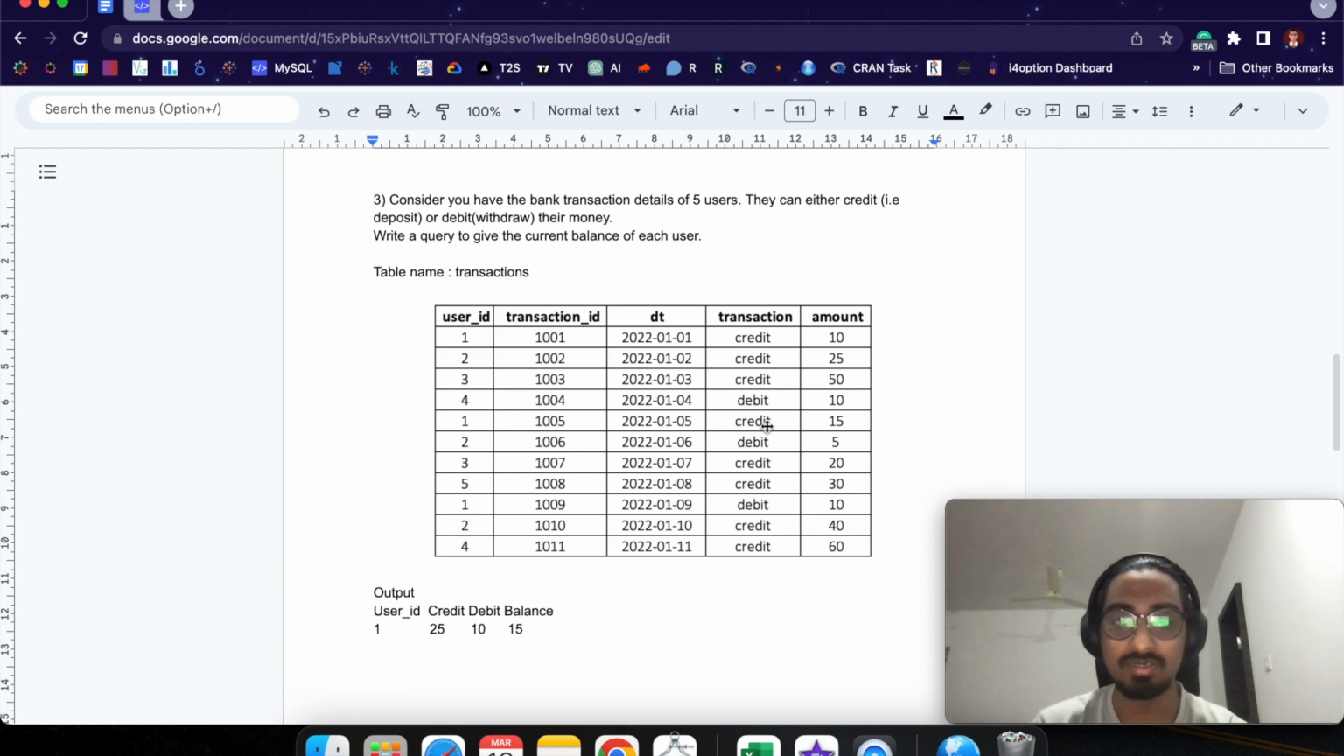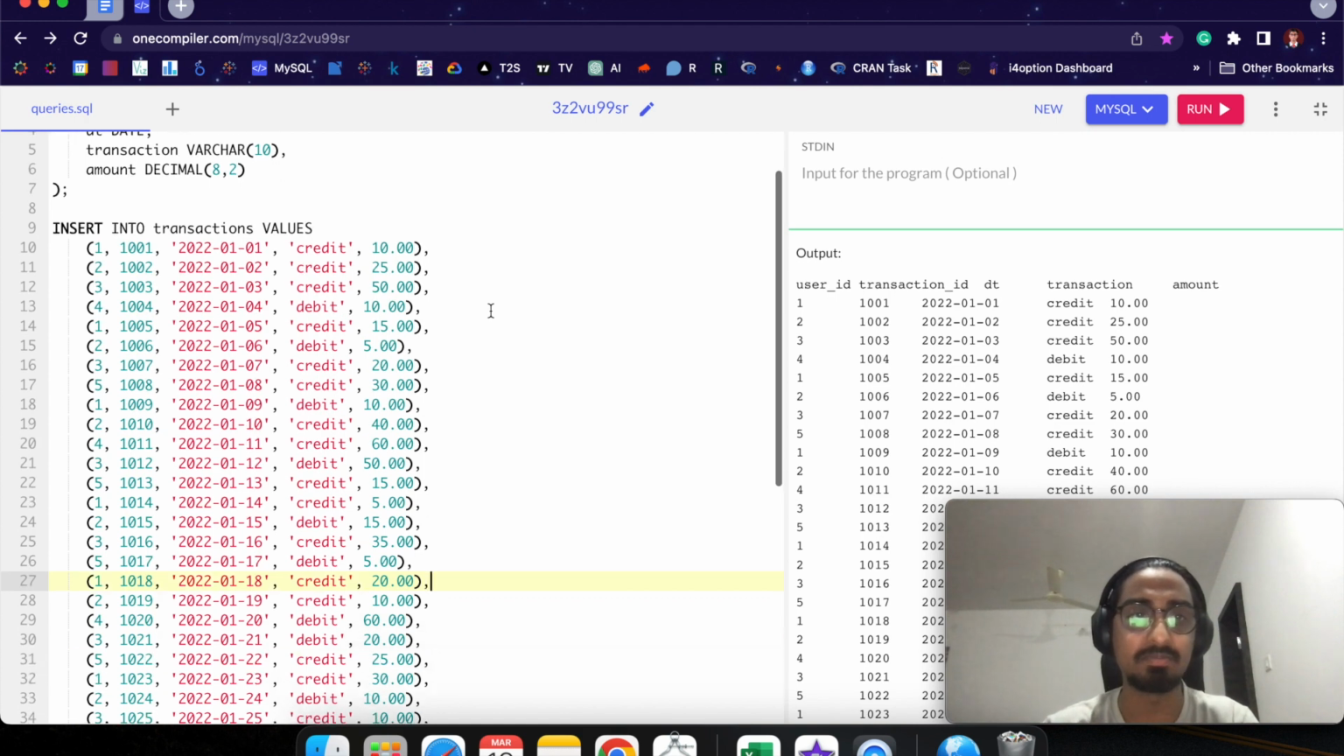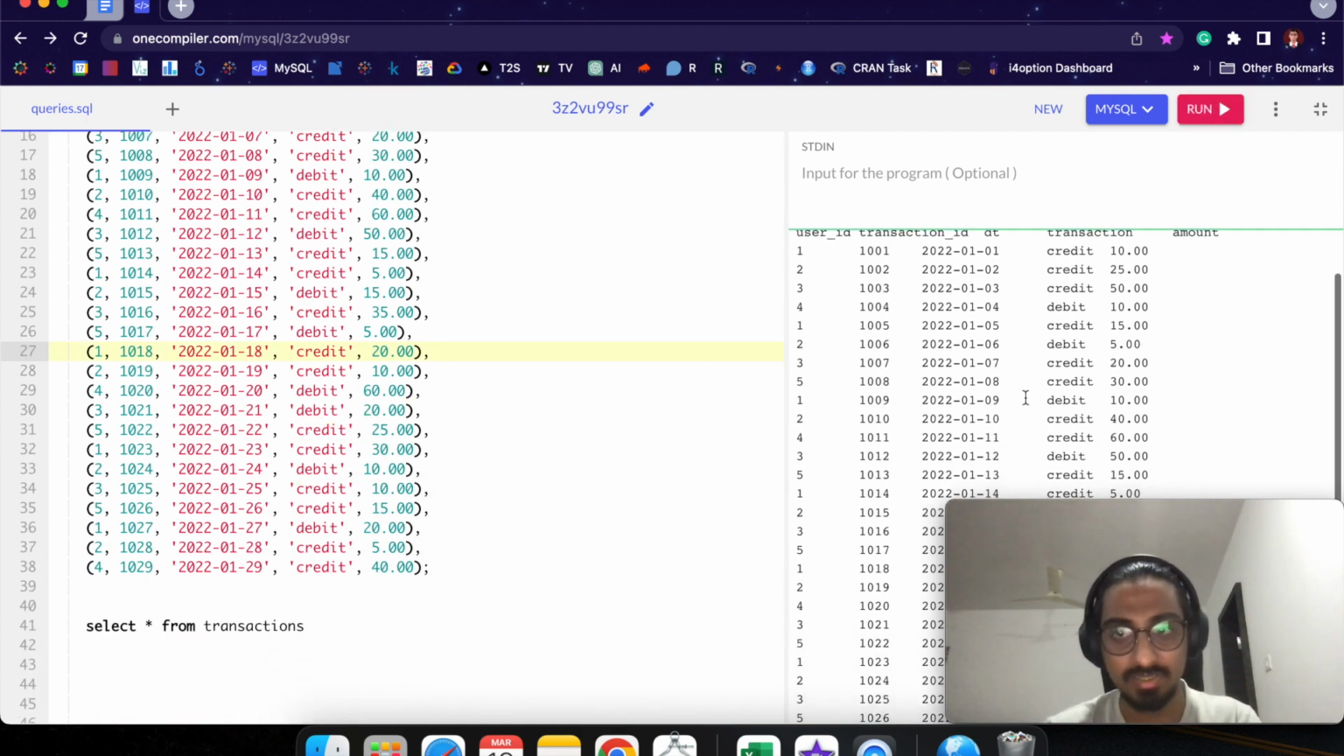So if you check this table, user ID 1 has a credit of 10, a credit of 15, and a debit of 10. And therefore the net balance right now would be 25 minus 10, that is 15. So let's try writing the query. So yes, I already have some data put up here, that is on the right.